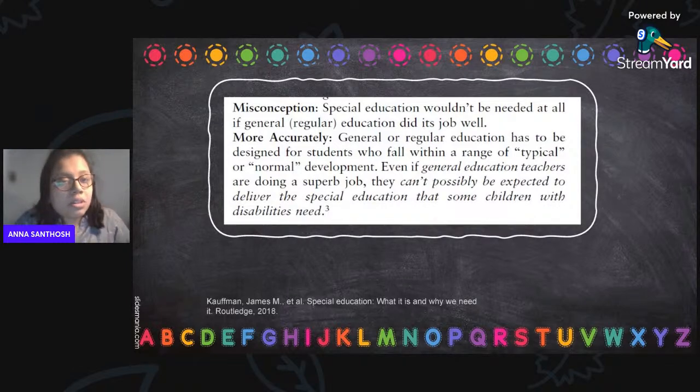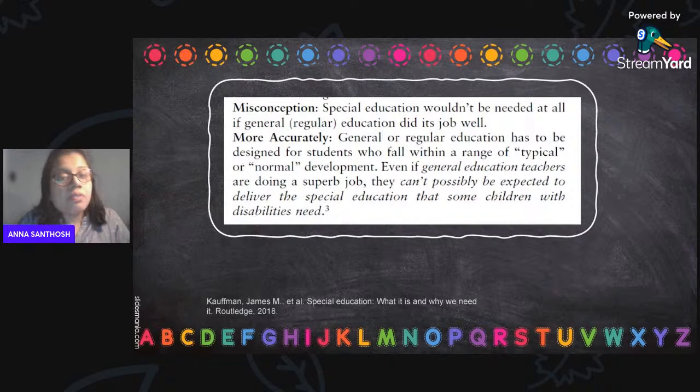And another misconception is that special education wouldn't be needed at all if general or regular education did its job well. We cannot fully agree to this one. Do you think we can agree to this one? I don't think so.